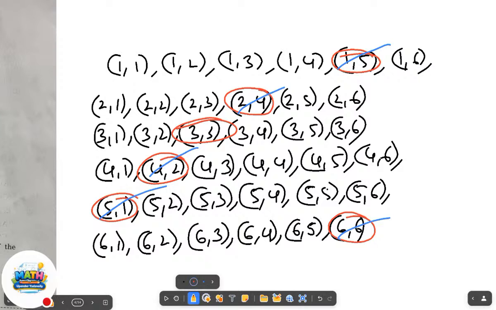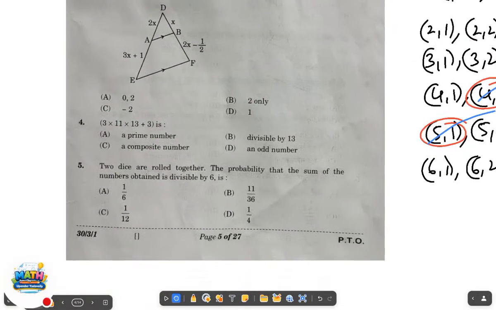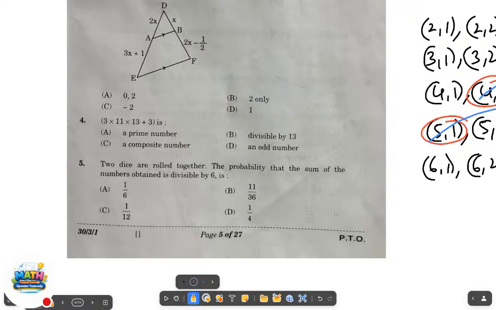So the probability will be 6 by 36, which is 1 by 6. So 1 by 6 is the right answer. Option A is the right answer.